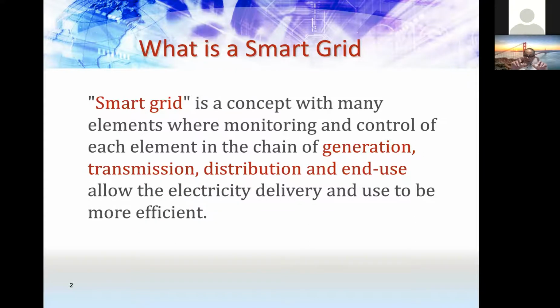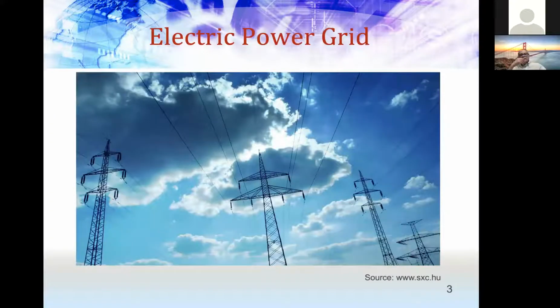That's the thing, efficient delivery. That means you use fewer resources to meet your load. So we talk about load side and supply side both. Now, when you talk about the grid, what is a grid? A grid is a network. This is the electric power grid, for example. We have a natural gas grid, water supply grid, telecom grid, all of that.